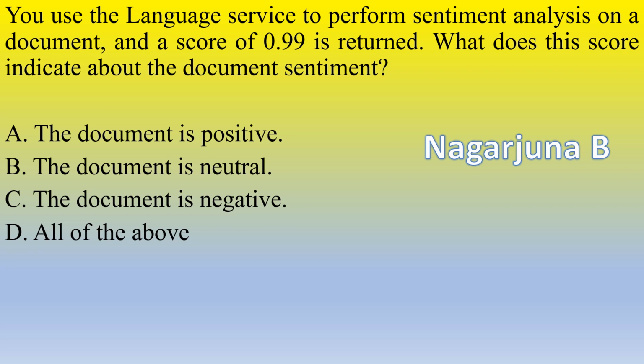You use the language service to perform sentiment analysis on a document and a score of 0.99 is returned. What does this score indicate about document sentiment? A. The document is positive. B. The document is neutral. C. The document is negative. D. All of the above. The right answer is the document is positive.